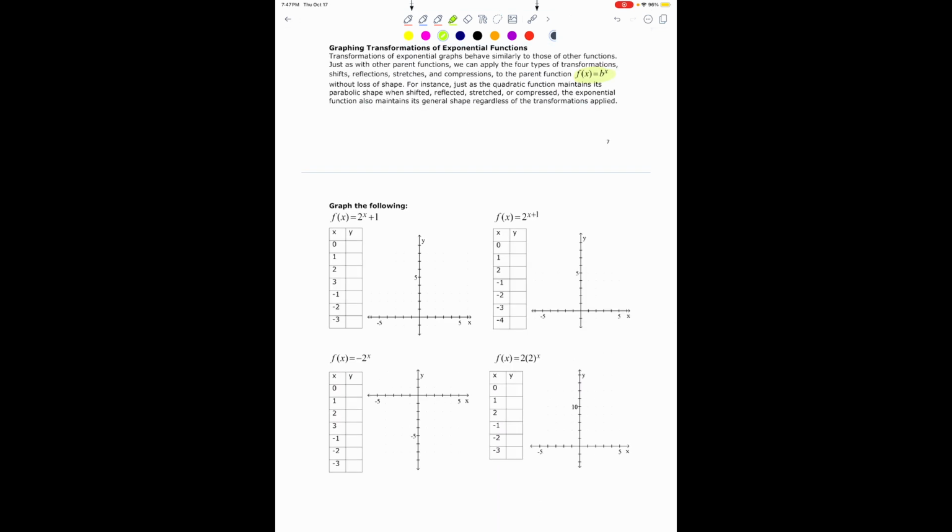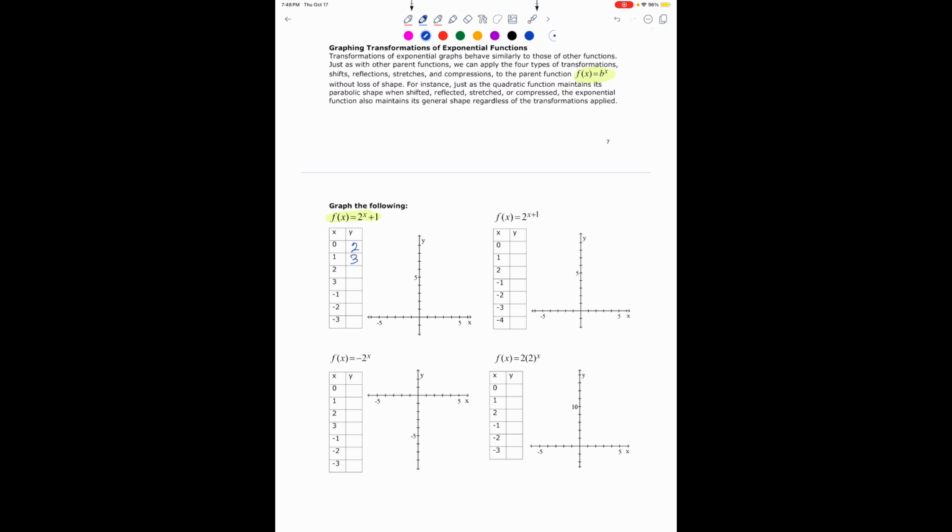So to help understand this concept, I'm going to do some examples here. We want to graph the following function. The first one is 2 to the x power plus 1. In order to help me graph the transformation, I will use a table of values. So when x is equal to 0, I will have 2 to the 0 power plus 1. That's 1 plus 1 is 2. When x is 1, you get 2 plus 1, which is 3.